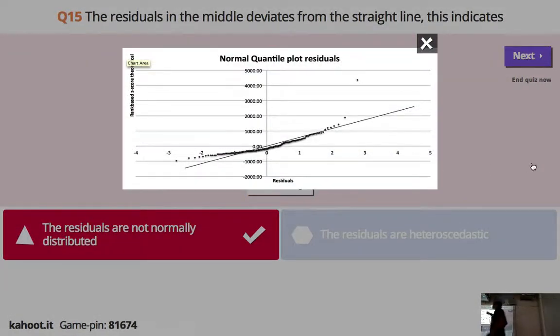So the normal quantile plot we use to check normality for the residuals, and here it appears that there's some breach of the normality assumptions in regards to the residuals, right?